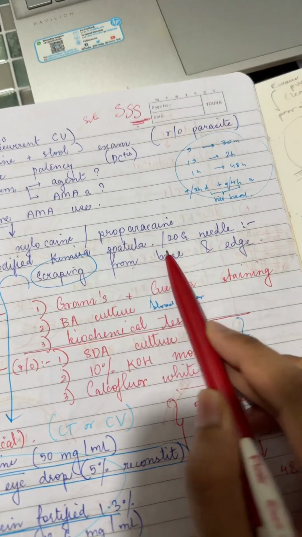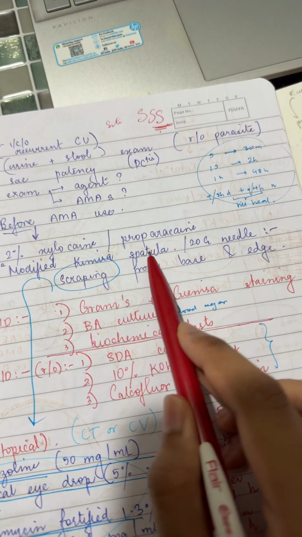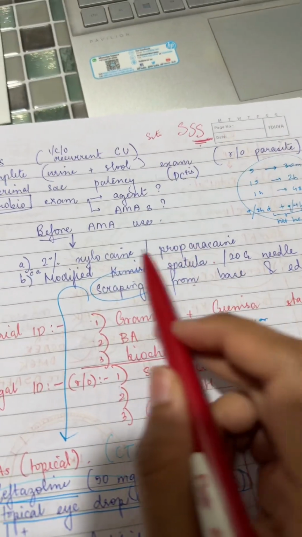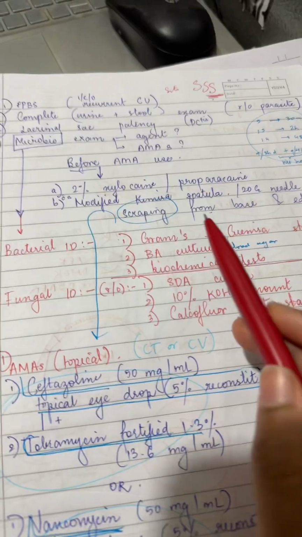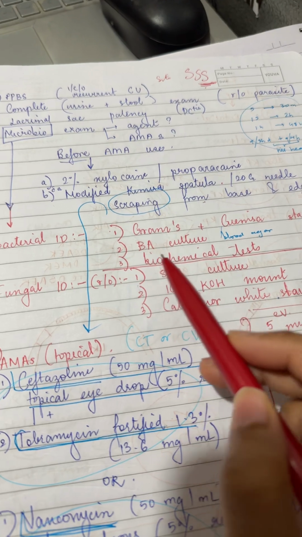Scraping is done from the base and the edge of the ulcer with a modified Kimura spatula or a 20 gauge needle. Obviously, before scraping, you'll have to apply some anesthetic, 2% xylocaine. If you suspect bacteria, you can do Gram, Giemsa, blood agar, and biochemical tests.